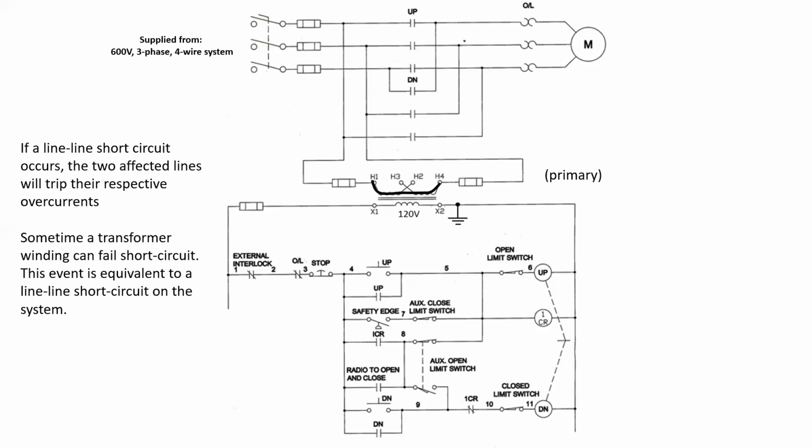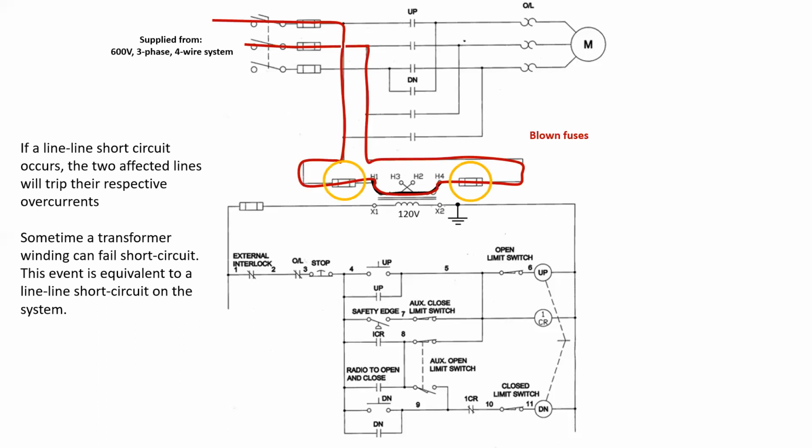I can also have a short circuit in a transformer. At times, the windings can fail or a foreign object can get wedged into different positions within the transformer itself. If we were to have a short circuit across H1 to H4, the 2 closest overcurrents should trip first. However, due to the way that selective coordination has been designed with the system, we might see the 2 A and B fuses in the main power circuit blow as well.